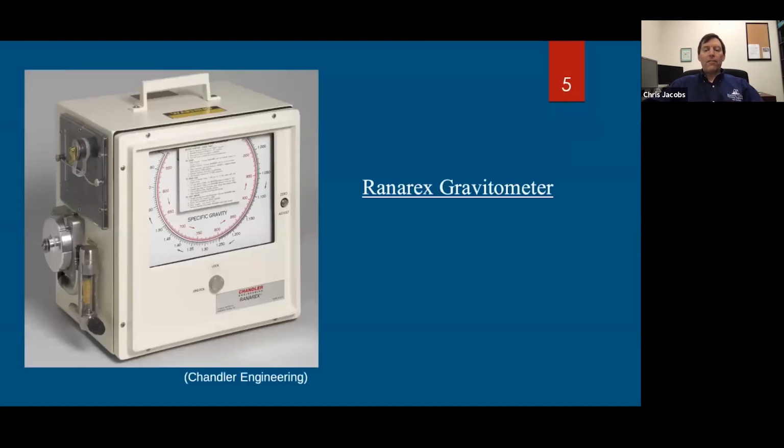So this is an example of what the Ranorex gravitometer looks like. And I have a video at the end that I will show you that shows how this machine works. But I'm just going to go over a few key components here. So if we look at this machine here, this is a portable machine. This can be used in the field or it can be used in the lab.